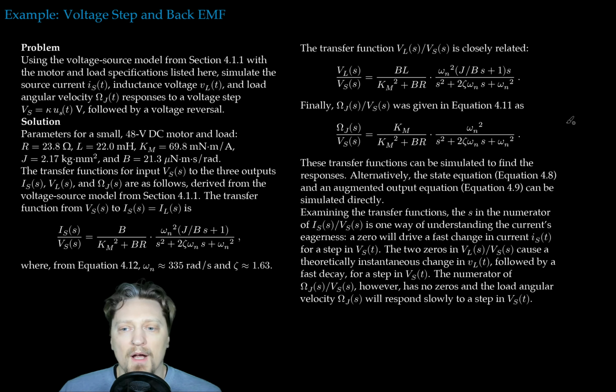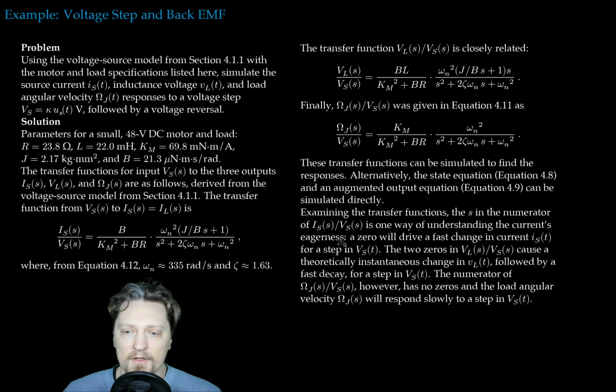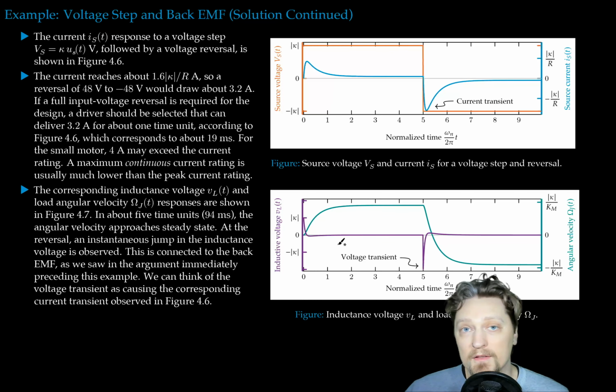A zero will drive a fast change in current Is for a step in Vs. The two zeros, VL over Vs, cause a theoretically instantaneous change in VL, followed by a fast decay for a step in Vs. The numerator of the angular velocity over voltage transfer function, however, has no zeros, and the load angular velocity will respond slowly to a step in Vs.